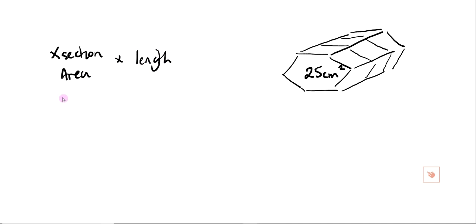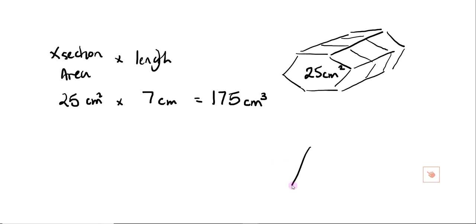So in this case, it's going to be 25 centimetres squared times 7 centimetres. The answer would be 175 what? Cubic centimetres. Yeah. Okay. All right. Now the next one, based on the homework.